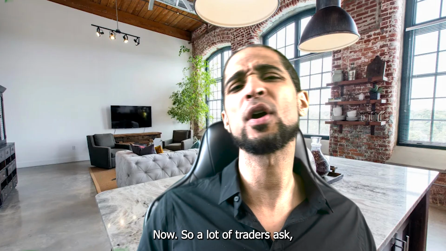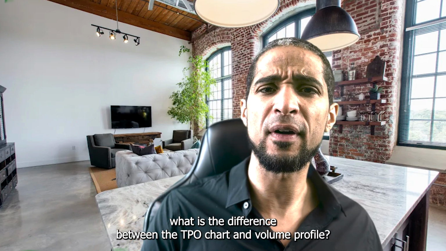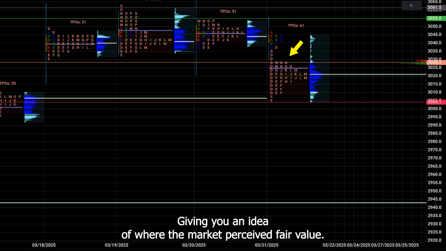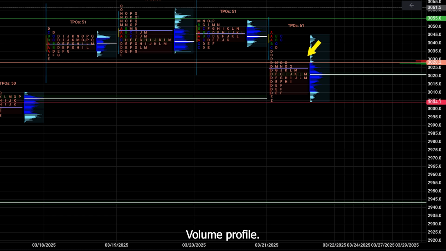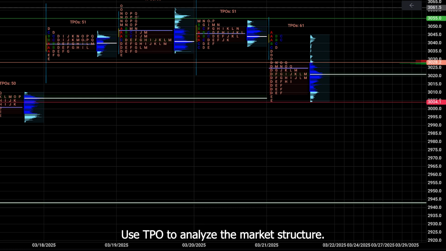A lot of traders ask, what is the difference between the TPO chart and volume profile? Here's the breakdown. TPO chart shows time spent at a price, giving you an idea of where the market perceived fair value. Volume profile shows volume traded at price, highlighting where the most contracts changed hands. Pro tip, use TPO to analyze the market structure and identify value areas. Combine it with volume profile to confirm where large participants were active.